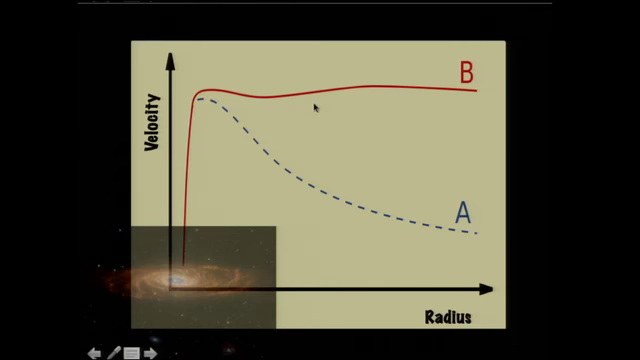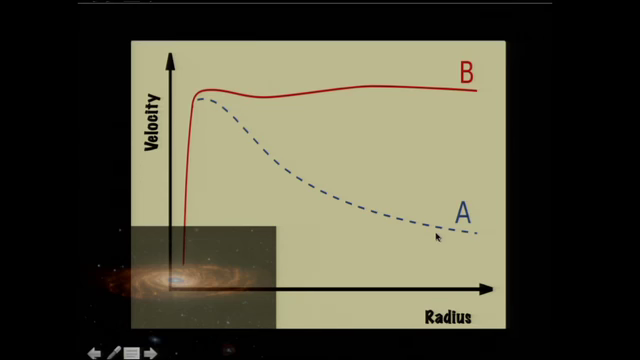But when we measure it, instead we find that the speeds are the same as we go out, like this curve B. So what does this tell us? It tells us either we don't understand the force of gravity, that Newton's law is actually wrong when we get far out there, or general relativity is wrong, or there's actually extra stuff out here that we just can't see. And that's what we think is going on. We call that missing matter or dark matter.